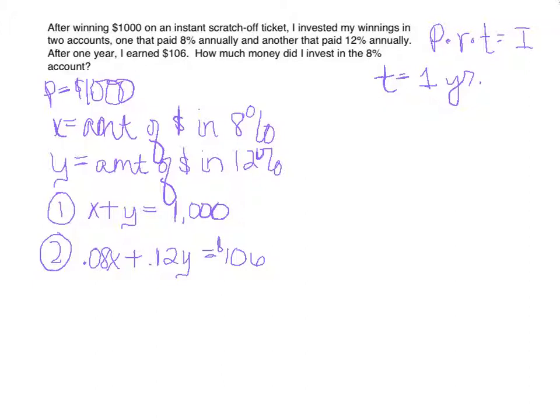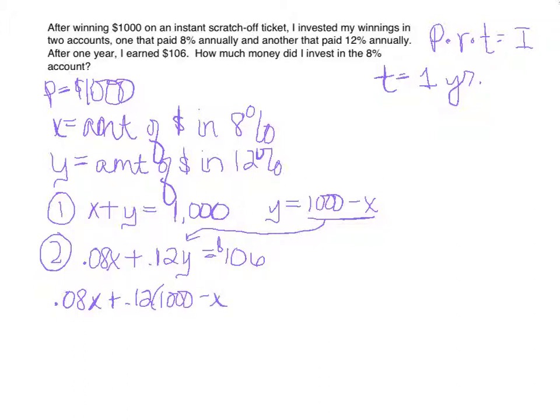We'll then use substitution to solve this problem. I'm going to say that Y equals 1,000 minus X, and that will get substituted in for my Y variable in the second equation. So now my algebra says 8% times X plus 12% times Y, which is 1,000 minus X, has to equal $106.